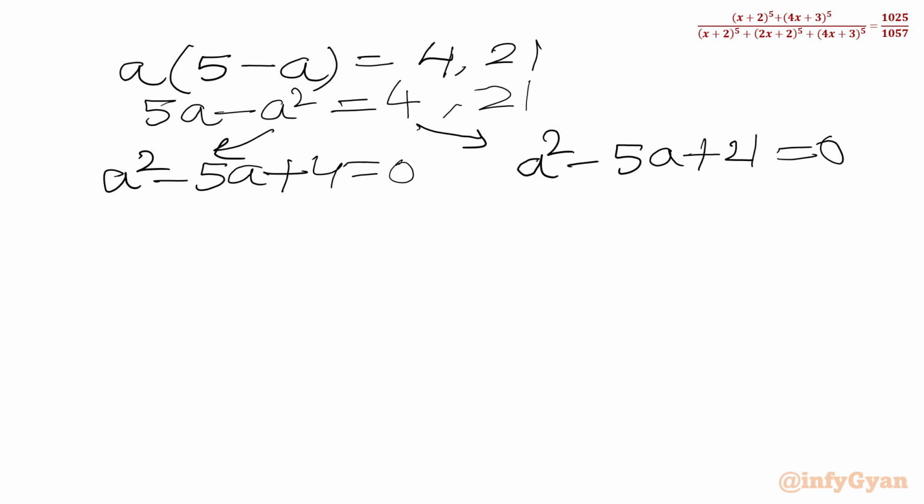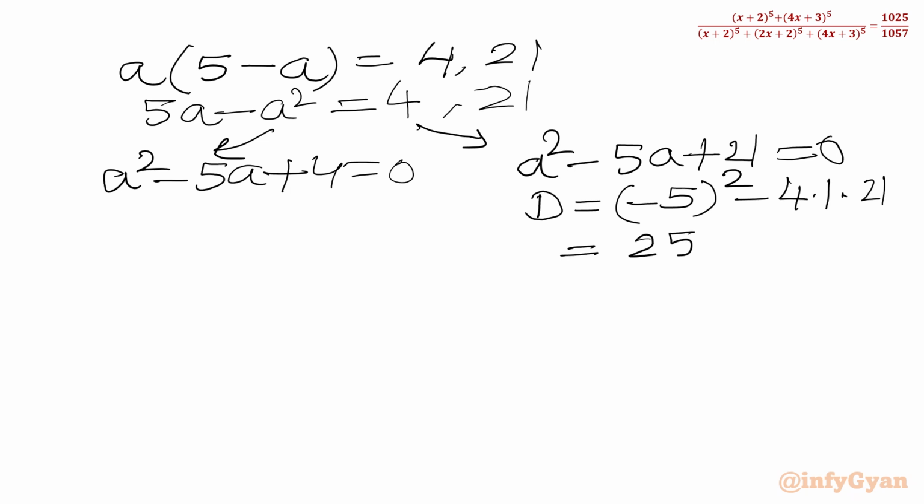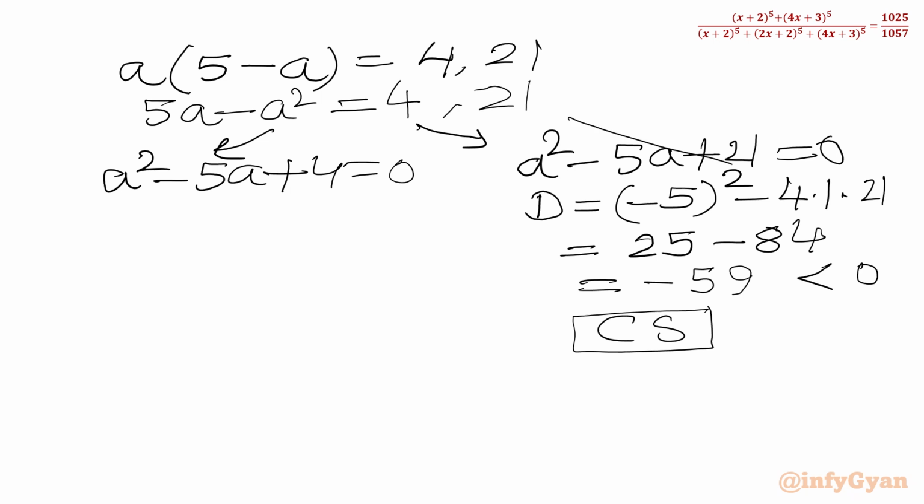Let's check discriminant of second quadratic equation. So we will write here b square minus 4ac. b is minus 5 whole square minus 4 times 1 times 21. Minus 5 square is 25. 4 times 21 is 84. Value will come out minus 59. Discriminant is negative. We are going to get complex solutions. So we can reject this quadratic equation as we are looking for real solutions.